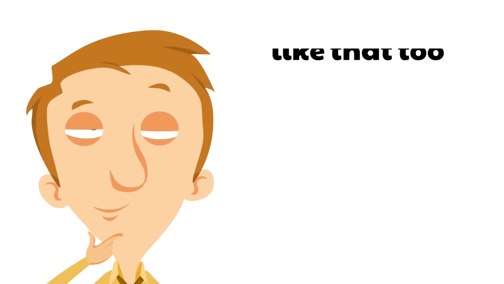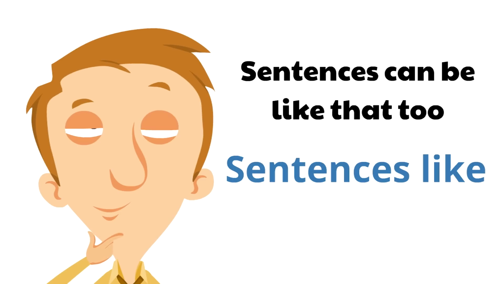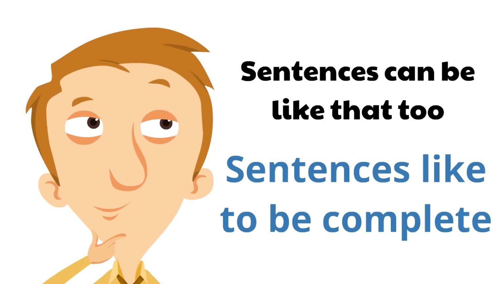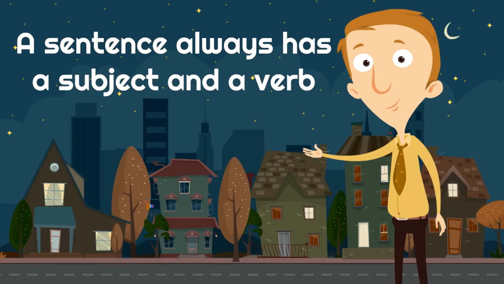You know, sentences can be like that too. You see, sentences like to be complete. They love to be complete. A sentence always has a subject and a verb. A sentence wants to be complete because without a subject and a verb, it's not a sentence anymore. In fact, it's something else. It's a sentence fragment. But let me not get too far ahead of myself. Always remember, a sentence has to have a subject and a verb.